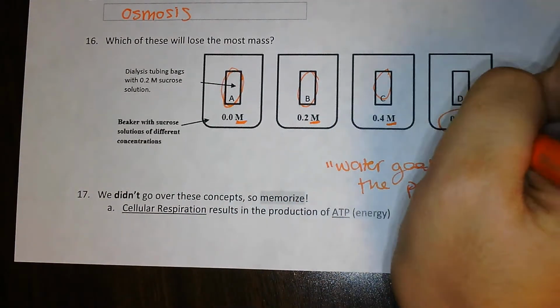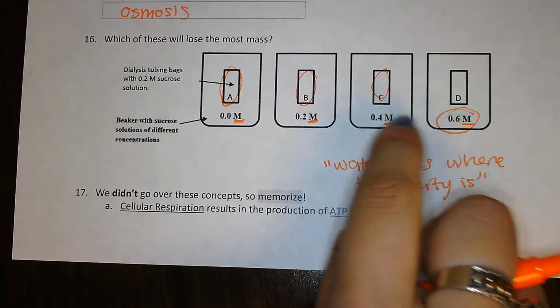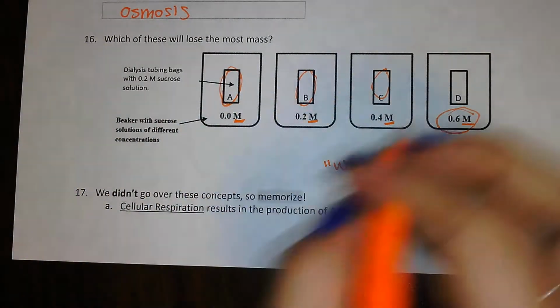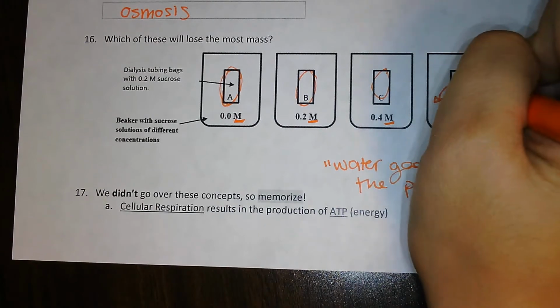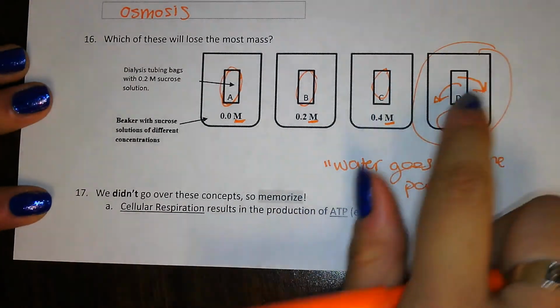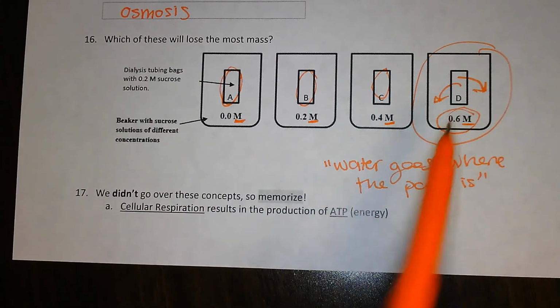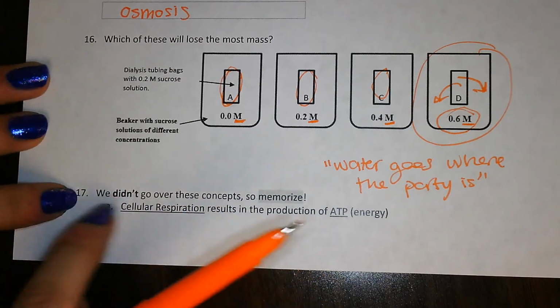So this is the biggest party out of these because it's the biggest number. 0.6 is bigger than 0.4, 0.2, and 0. So a lot of water is going to come out here and go into the party. So D will lose the most mass because more water is leaving because there is a higher concentration outside. And make sure you read number 17.